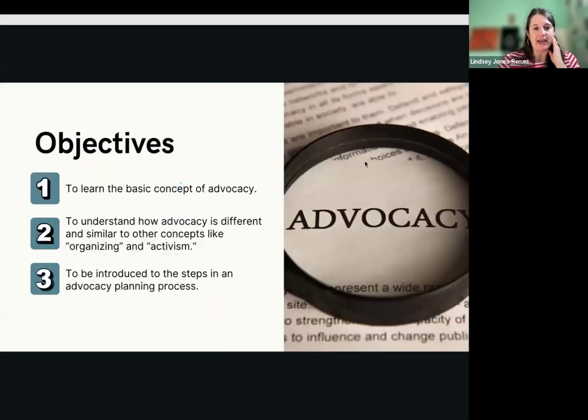The objectives for today. Today is more of an introductory course about advocacy and what is advocacy, the different types of advocacy, and also to understand how advocacy is different and similar and overlaps to other concepts like organizing and activism. And we are also going to be introduced to the steps in an advocacy planning process, but we'll go into those in more detail in the future sessions.